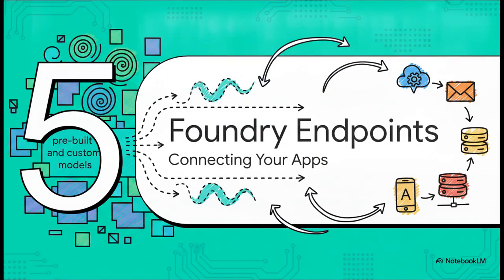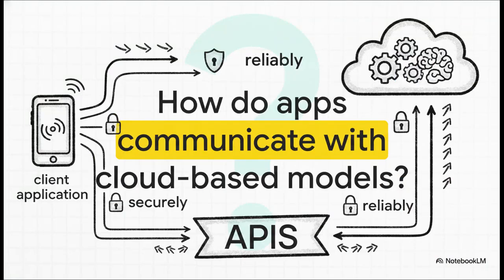Which leads us to Section 5, Connecting via Foundry Endpoints. Time to wire your apps together. So, we've got all these amazing pre-built and custom models sitting in the cloud. But that leaves us with a pretty critical architectural question. How do client applications actually talk to these cloud-based models securely and reliably? Well, the answer lies in APIs.